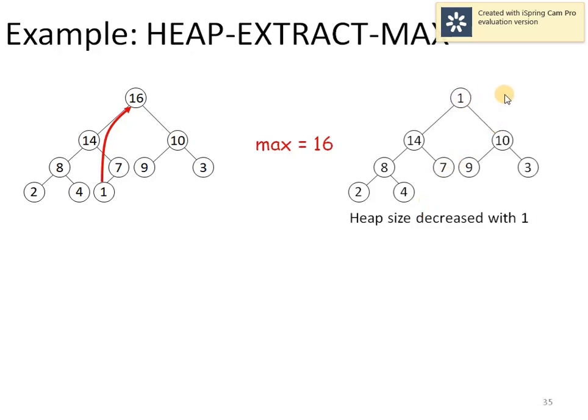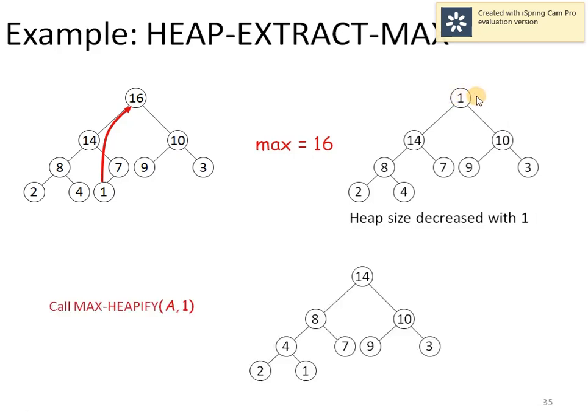Now we have to call the max heapify function at the root. What this max heapify function will do, it will check 1, 14 and 10. The largest comes out to be 14. So 14 is going to be the new root. As you can observe in this figure, 14 gets the root value now. Now 1 will get at this position.